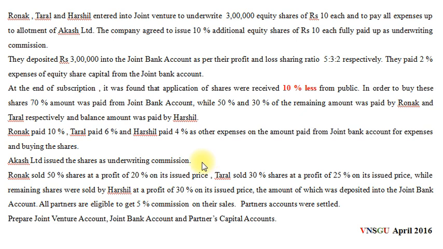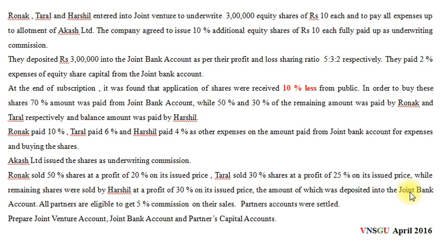Okay. Next, Ronak sold 50% shares at a profit of 20% on its issue price. Taral sold 30% shares at a profit of 25% on its issue price. While remaining shares, it means remaining 20% shares, were sold by Harshil at a profit of 30% on its issue price. And the entire amount was deposited into joint bank account.